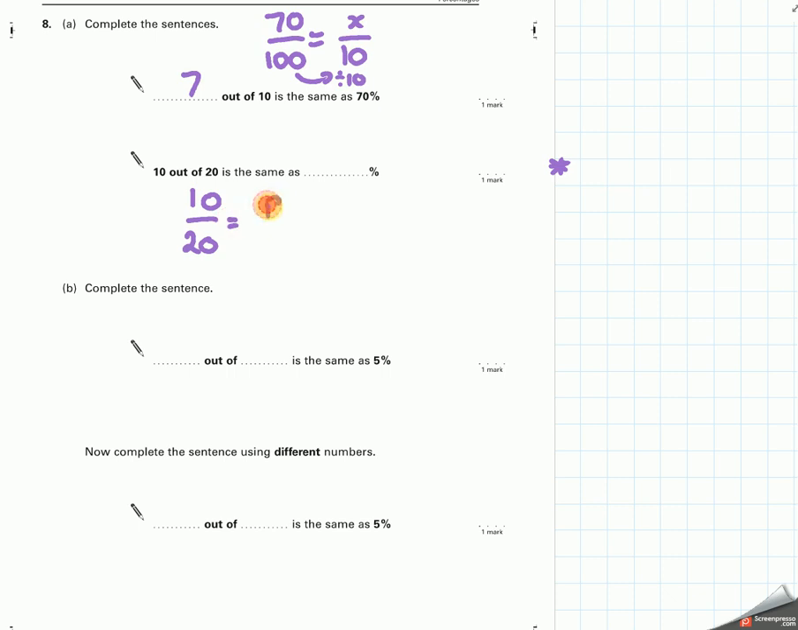must equal some percentage value over 100. What do I do to my two numbers? The 20 is the total, is the 100%. I need to multiply by 5. So this is 50%. Or this is half. So if you recognise this as half, you can say it's a 50%.